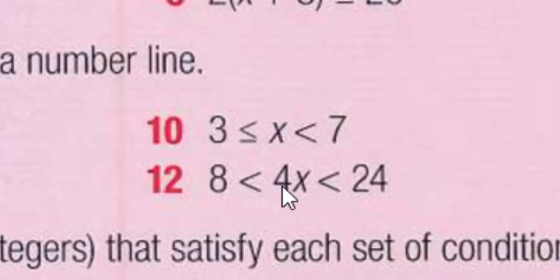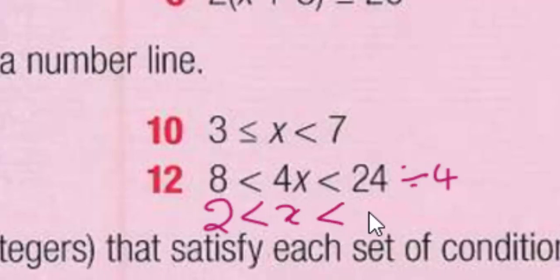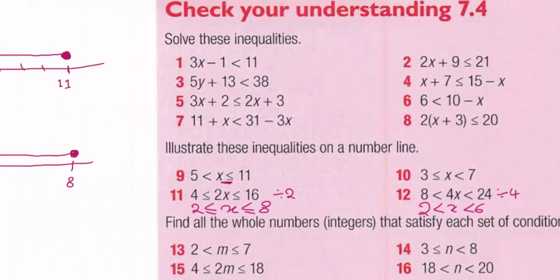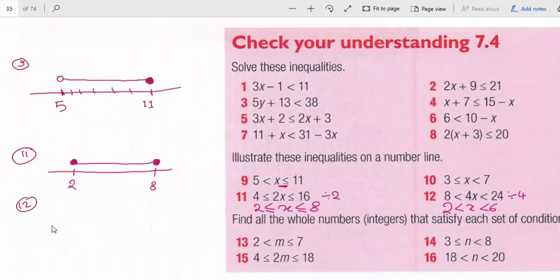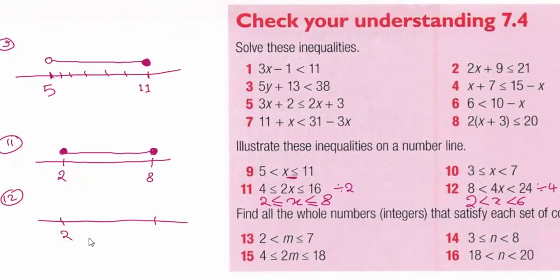8 is divisible by 4, 4 is divisible by 4, 24 is also divisible by 4. So divide all of them by 4, then you see 2 is less than x and it's less than 6. Then question 12, the graph is between 2 and 6. Let's say 2 is here and of course 6 is here. It's impossible to say 6 is here, 2 is there. No, because 6 is always on the right side of 2 on a number line. Then both are open, so we're going to have an open circle here and another open one here and join them.